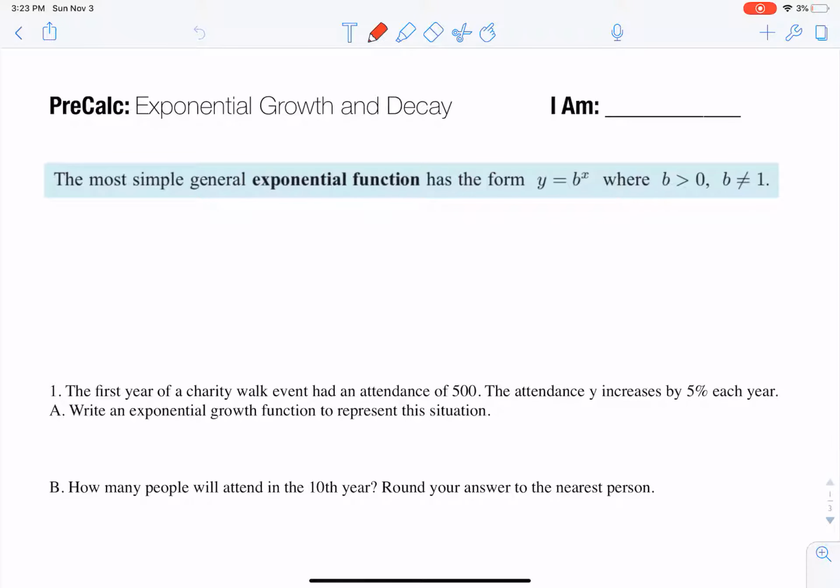Hi guys! So last week we started talking about exponential functions and linear functions. This week we'll continue with exponential functions, and in this lesson we'll focus specifically on growth and decay.